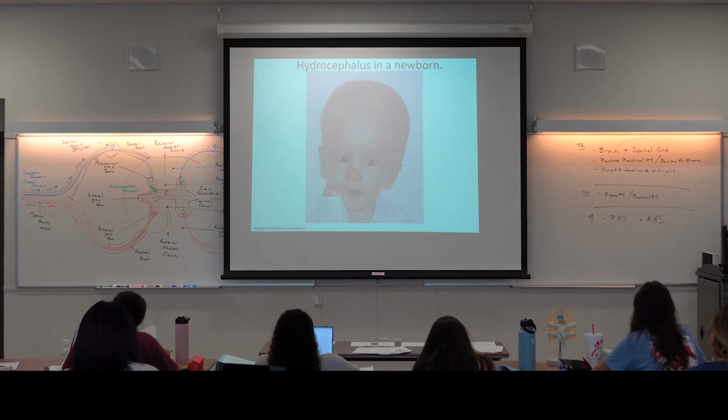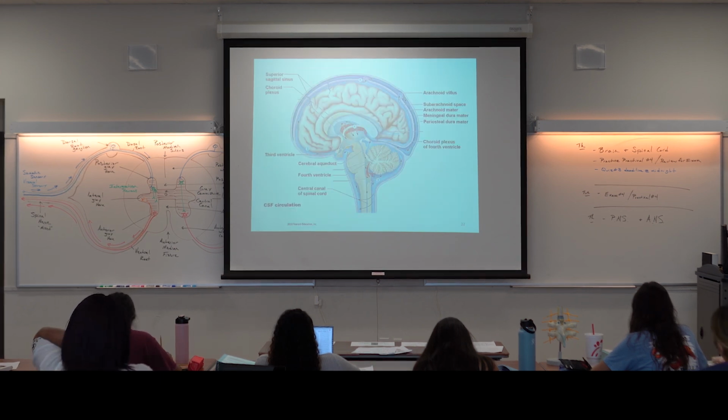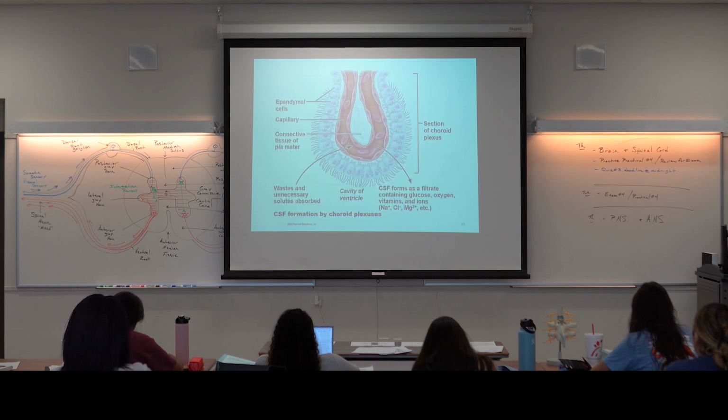So we've seen the choroid plexus. This is a child that has a blockage in these arachnoid villi. If the cerebral spinal fluid can't escape, then you have a buildup of that cerebral spinal fluid in those subarachnoid spaces.